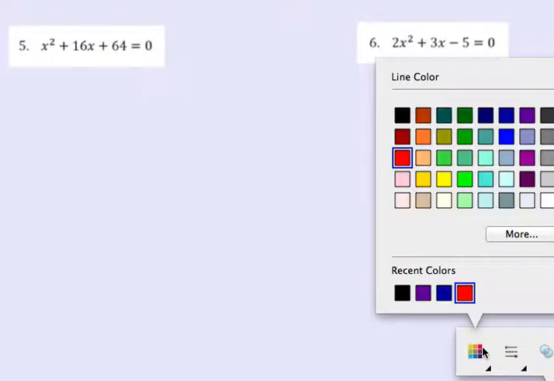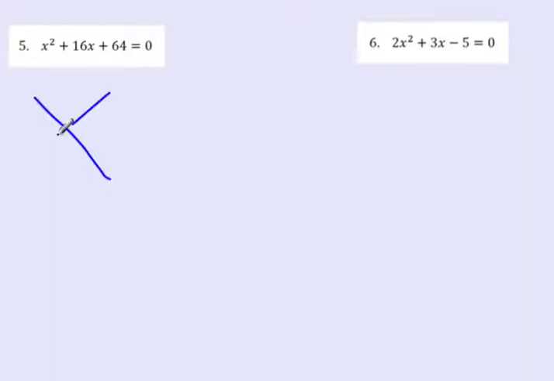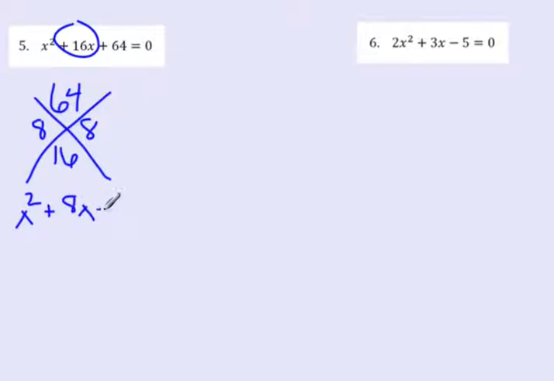So let's take a look at number 5. For number 5, I can actually use the zero product property, which means factoring. Again, you can always choose to use the quadratic formula if you would like. So we're multiplying to 64 and adding to 16. To do that, we're going to use 8 and 8. Now we're going to use that to split up 16x. So x squared plus 8x plus 8x. Again, I just put an x with each of those and use it to split up my 16x. Plus 64 is equal to 0.